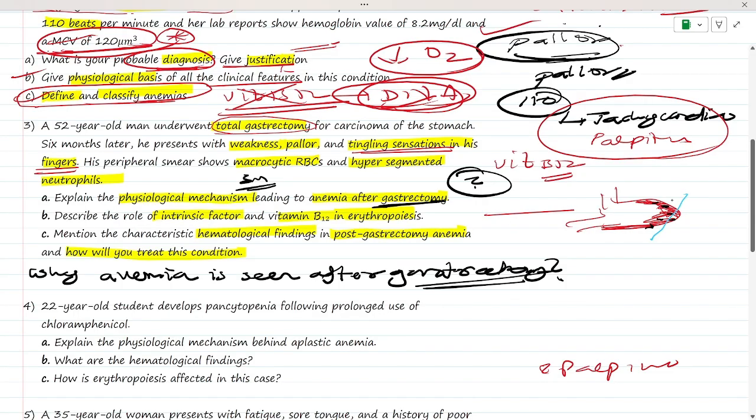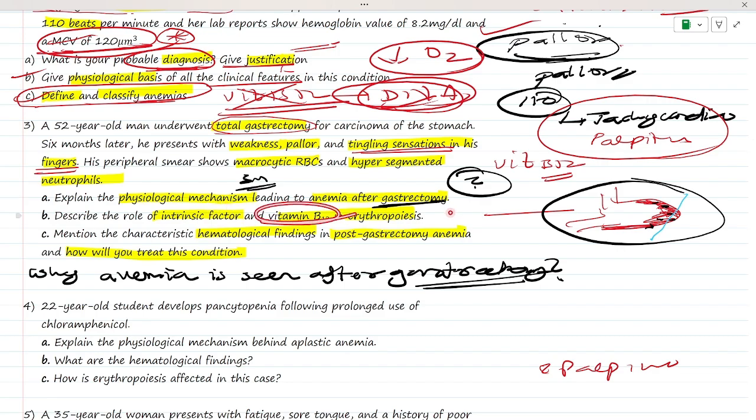When there is a surgical procedure happening at the region of the stomach, there will be damaging of the gastric mucosa. When this gastric mucosa gets damaged, along with this, the parietal cells also get damaged. If the parietal cells are damaged, there will be no intrinsic factor. If there is no intrinsic factor, there will be no vitamin B12. And if there is no vitamin B12, obviously the erythrocytes are immature and they are macrocytic. We have all learned that in megaloblastic anemia we have macrocytic RBCs. So this is the physiological mechanism leading to anemia after gastrectomy.